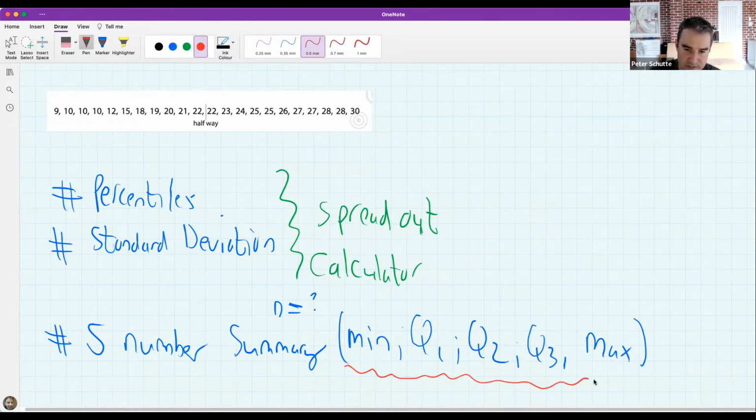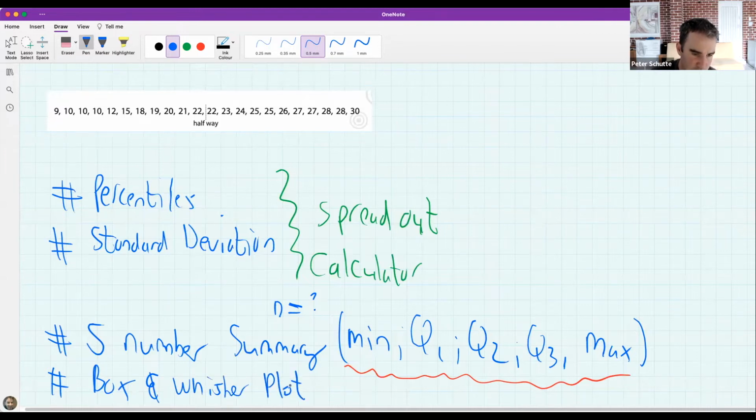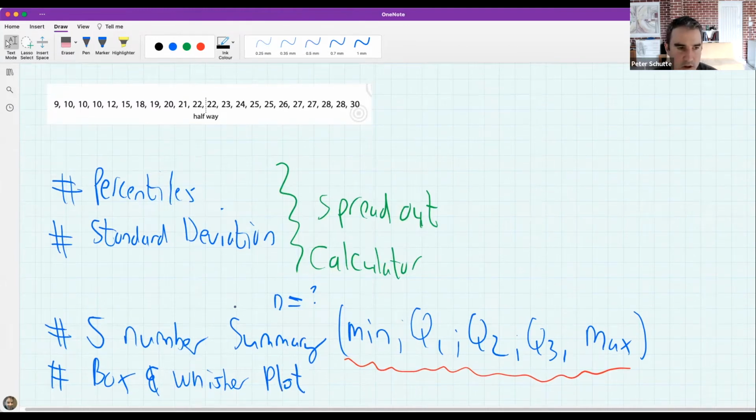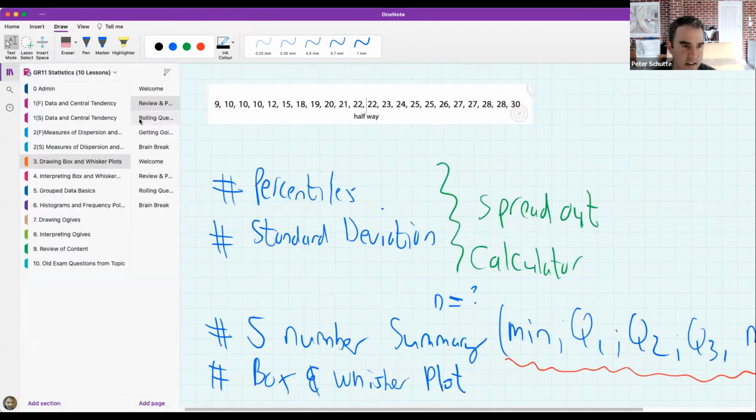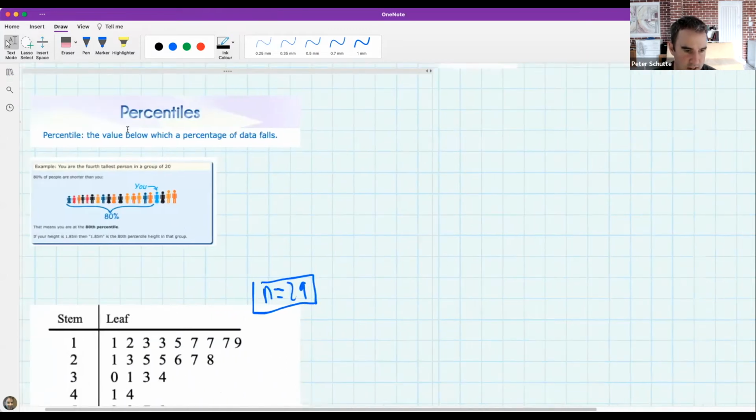We'll have to work out some 5-number summaries for a data set. And then we draw a graph of a 5-number summary called a box-and-whisker plot. The box-and-whisker plot is drawn directly from the 5-number summary. Okay, so that's roughly where we're going to be playing around today. Are there any questions before I get going? Are there any questions from the class? Okay. In that case, let's start with percentiles.